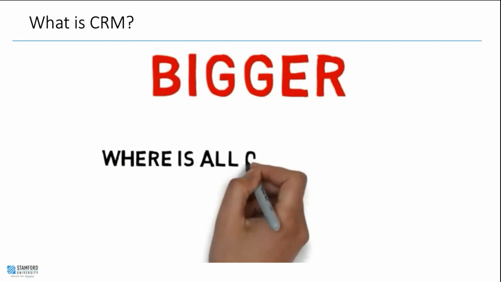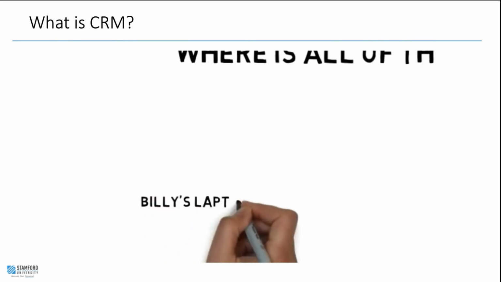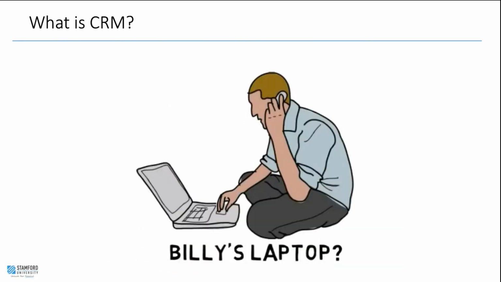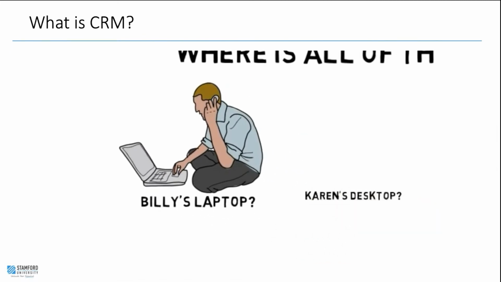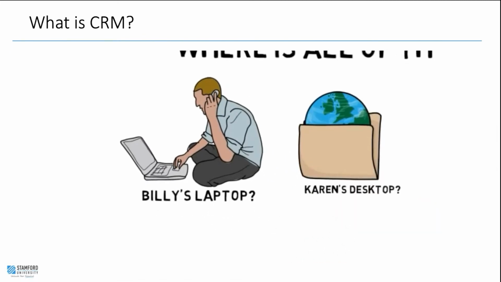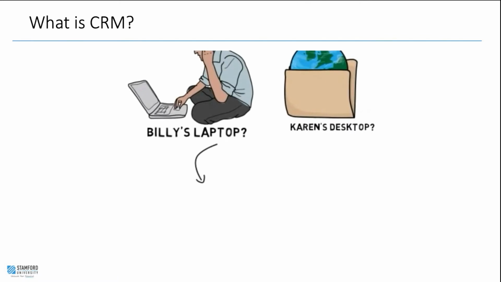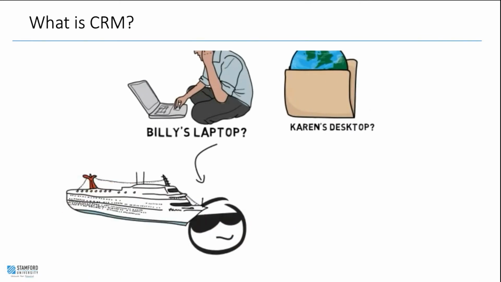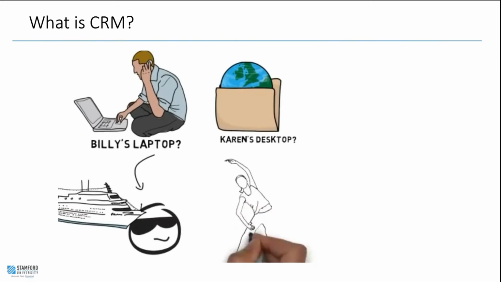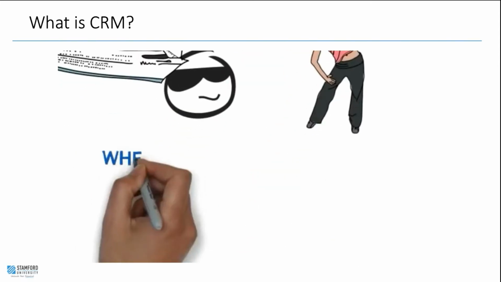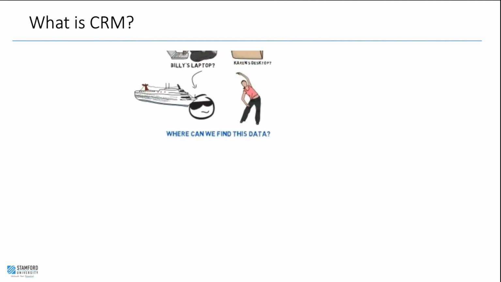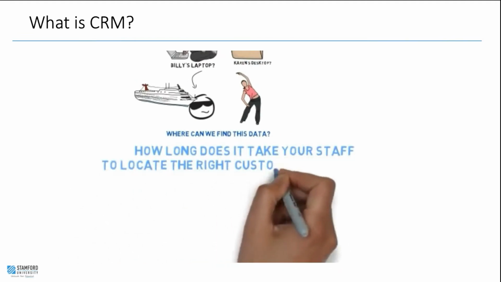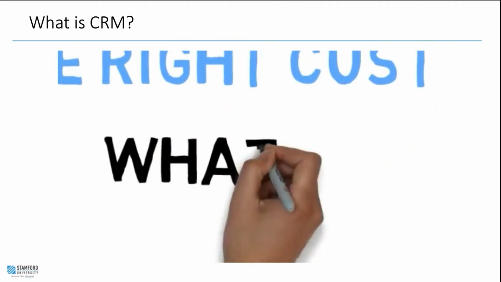Where is all of this data stored and kept? Is it on Billy's laptop from sales? Or maybe it's on Karen's desktop for marketing. But then what do we do when Billy decides that he wants to go on vacation and Billy's decided to cruise the Caribbean? Or what if Karen decides she wants to take the day off for her yoga classes? Where can we find this data now? And how long does it take your staff to locate the right customer information?